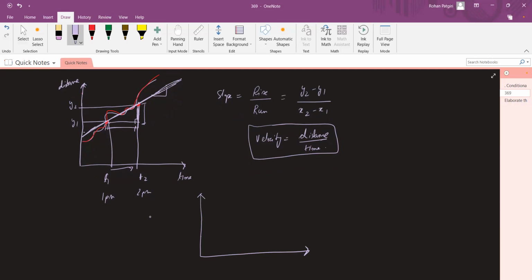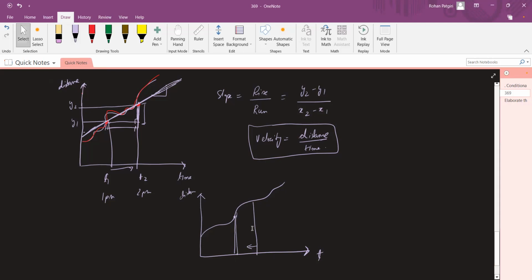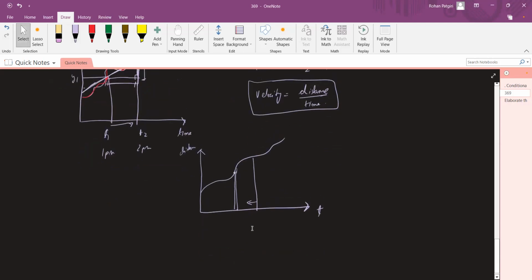Suppose we have another graph, and instead of finding the average, in this graph we have time on the x axis and distance on the y axis. And instead of trying to find the velocity between two big time frames, we are trying to find the instantaneous velocity. Suppose we are asking what the velocity is at this point. Essentially, we're trying to narrow this distance down, bringing this line very, very close. We're trying to find the slope between two points, but the two points are very close.